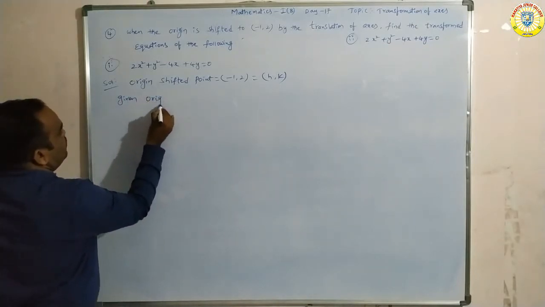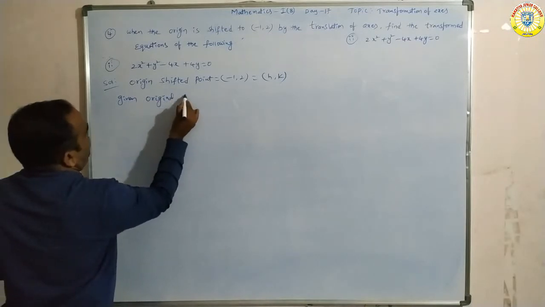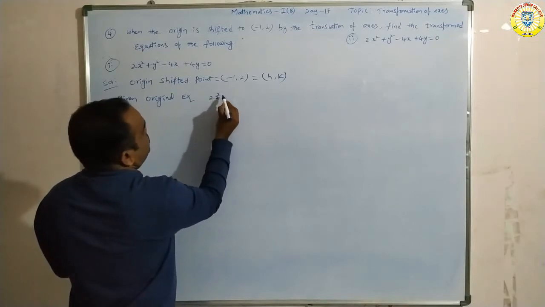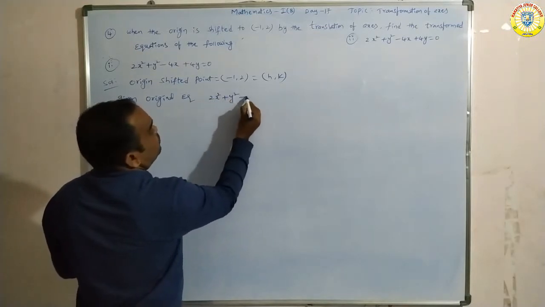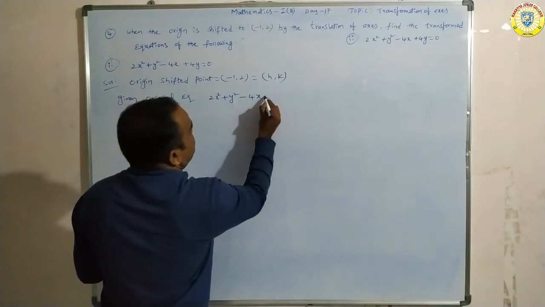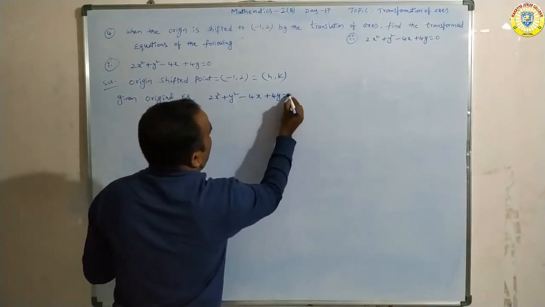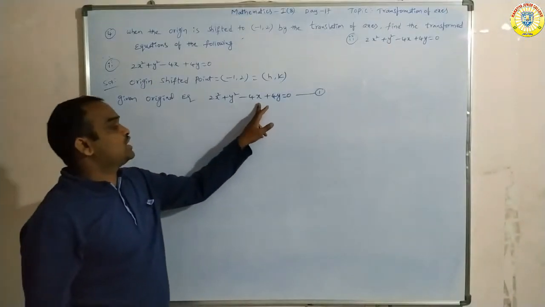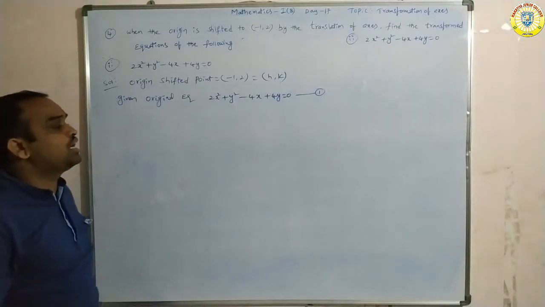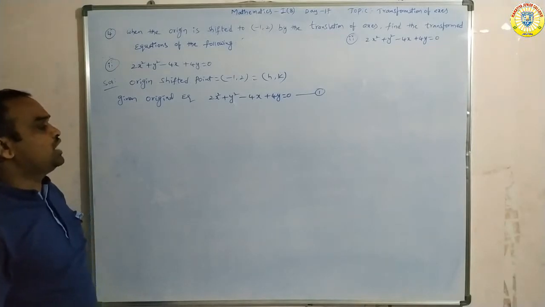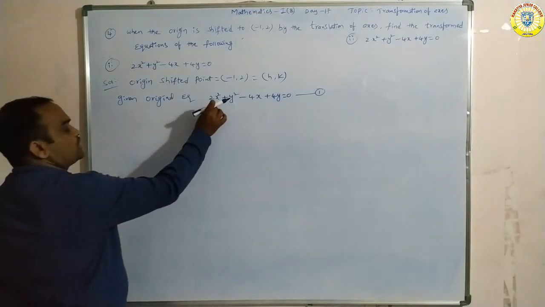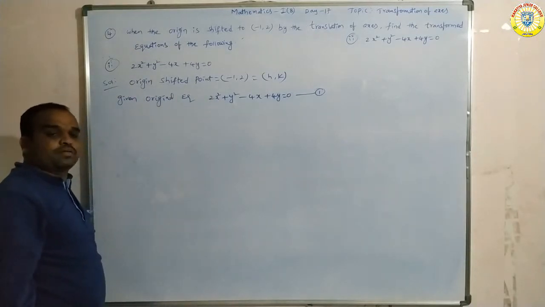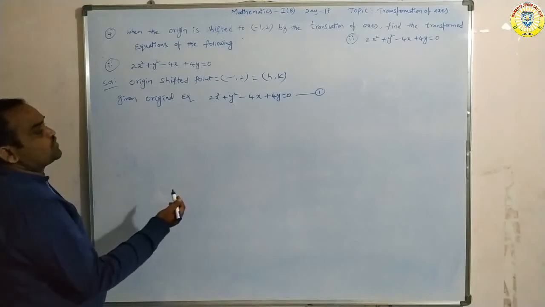What is our given original equation, sir? 2x square plus y square minus 4x plus 4y is equal to 0. This is equation 1. That is the given original equation. So this original equation we are converting into the transformed equation. Here what are the transformed variables, sir?